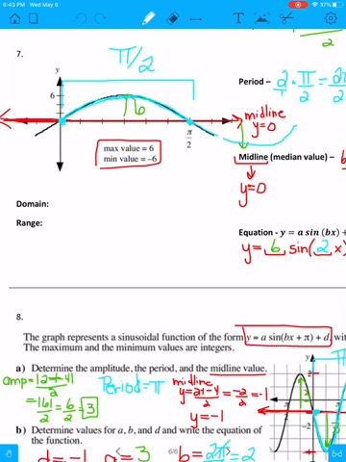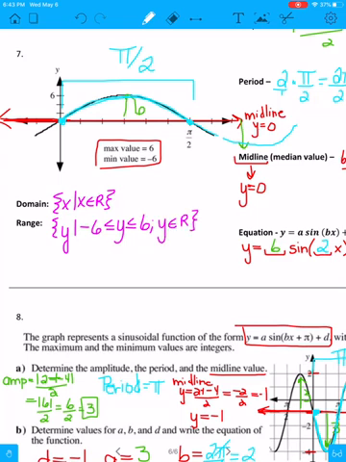And our last one is 7. Our domain is x such that x is an element of the reals. And our range is y such that our minimum is -6, is less than or equal to y, is less than or equal to 6, which is our maximum, semicolon, YER. And that's it for filling these in.